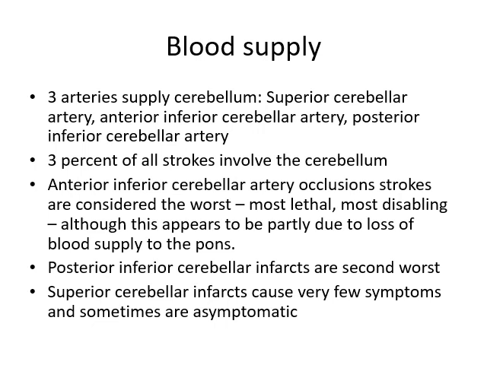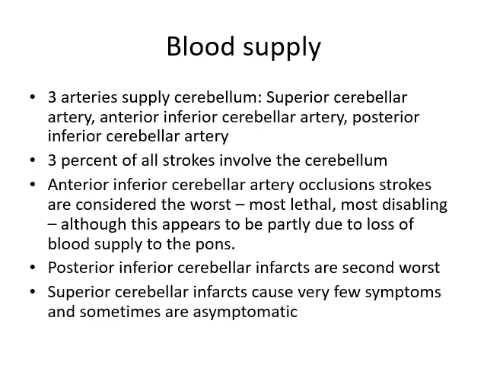The blood supply of the cerebellum is supplied by three arteries: the superior cerebellar artery, anterior inferior cerebellar artery, and the posterior inferior cerebellar artery. And about 3% of all strokes involve the cerebellum, and they mainly involve the cerebellum by blocking one of those three arterial supply routes.